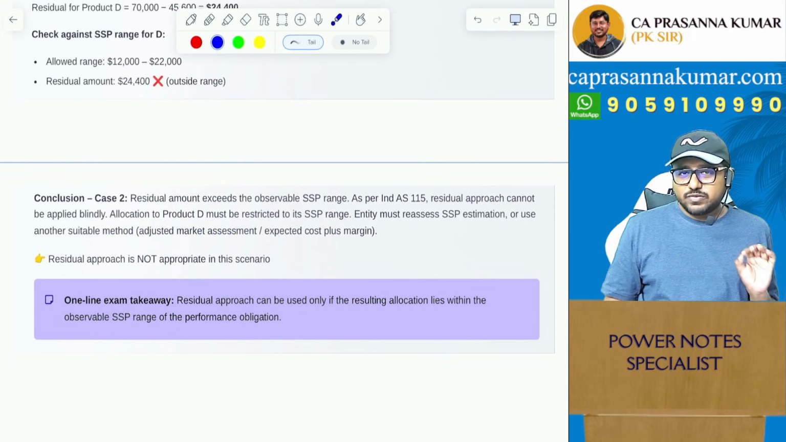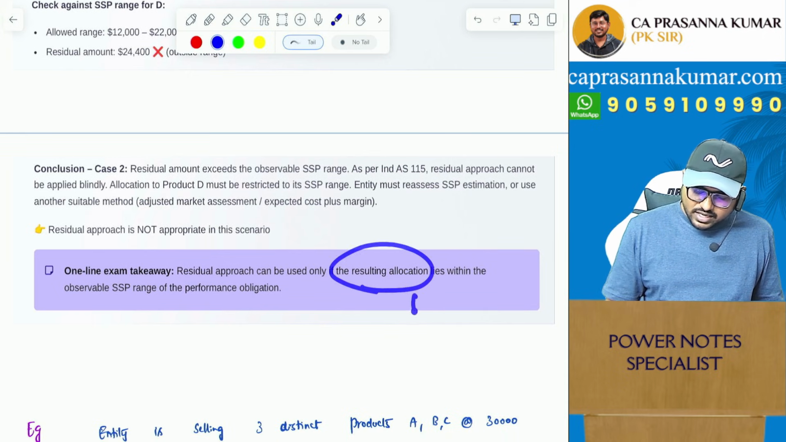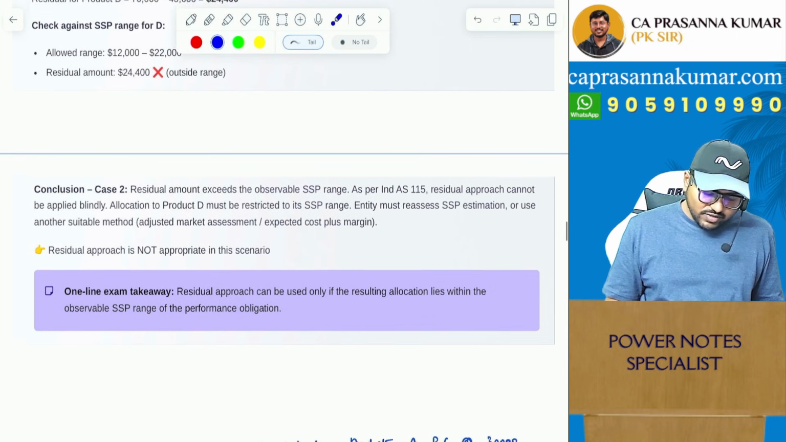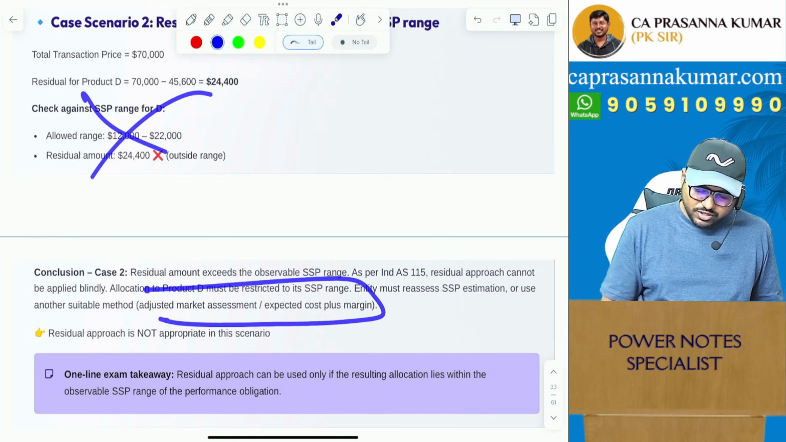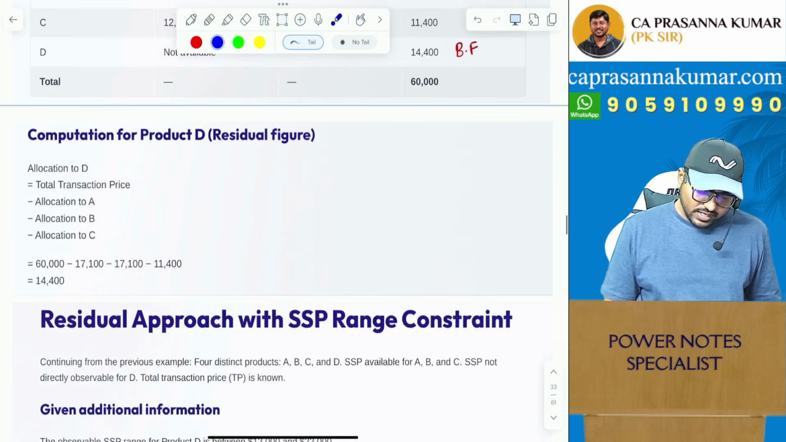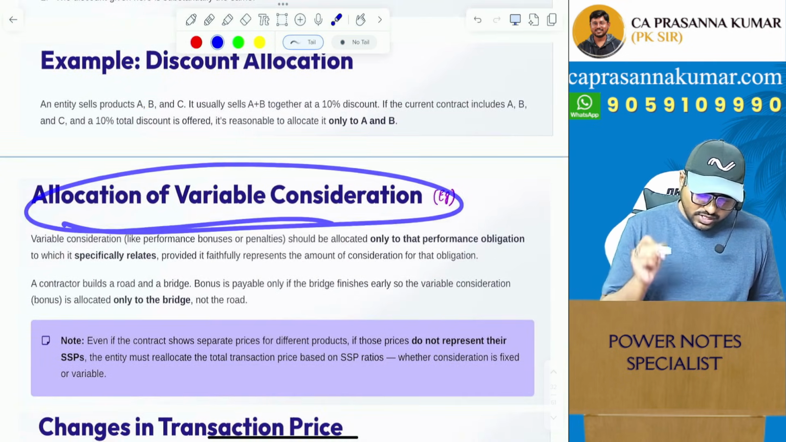So for the purpose of exams, this is the summary. The residual approach can be used only if the resulting allocation, that is the balancing figure, lies within the range. If it does not lie within the range, then this method will not apply. You go for the alternative method. Simple. That's all. Are we done? Right. Fantastic. Then there is one more point, that is special variable consideration.